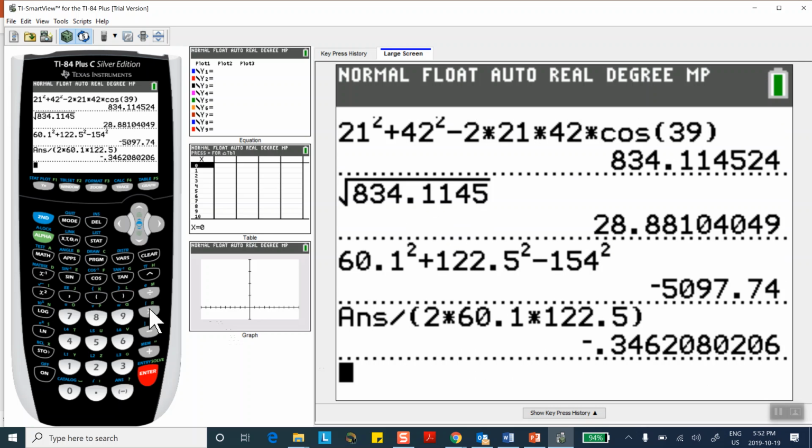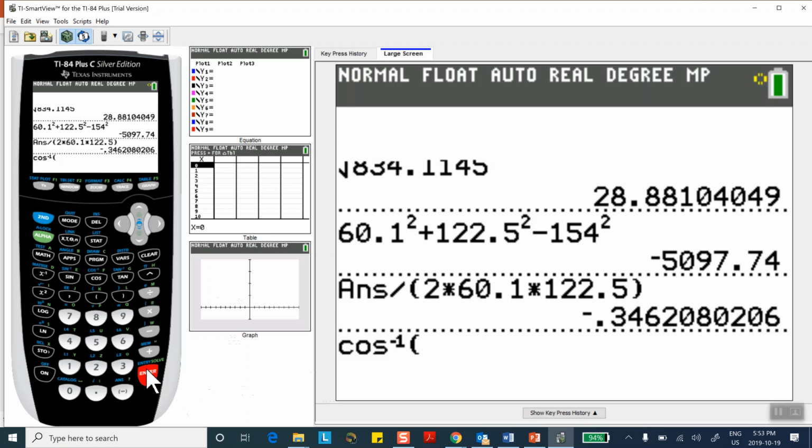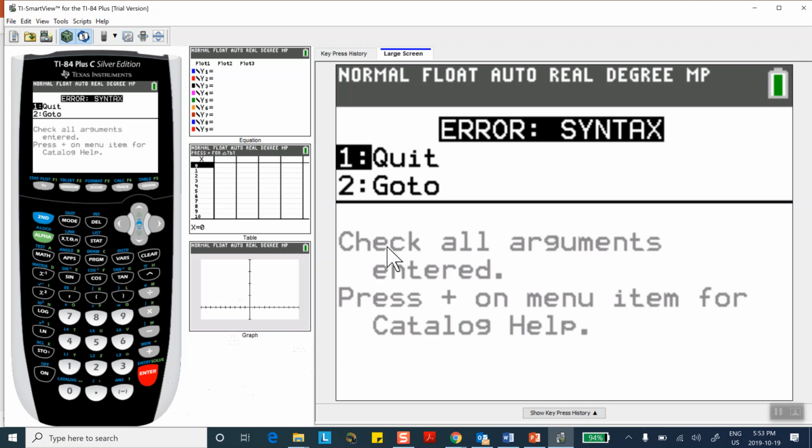Now what I want is an inverse cosine of that. Now I don't know whether this is going to work or not, but let's find out. Okay, it's the second function, inverse cosine. I don't know if I press enter, whether it's going to take this or not, but otherwise I'm going to type it again. No. So let's see now.